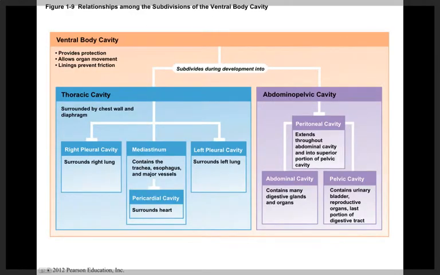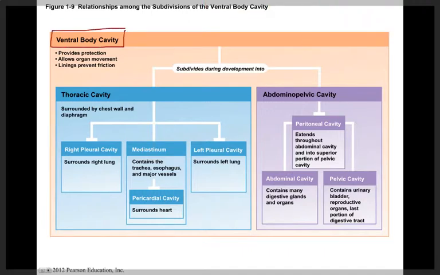Okay, I also want to go over the body cavities with you. There's two major body cavities. One is the ventral body cavity and the other is the dorsal body cavity. The dorsal body cavity are the spaces that surround the brain and the spinal cord. So we're looking at the cranium and then the spine, which house the dorsal body cavities. But we're not going to focus on those. We're going to just kind of focus on the ventral body cavities.